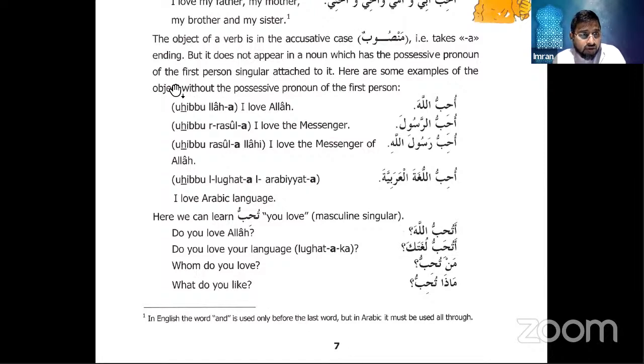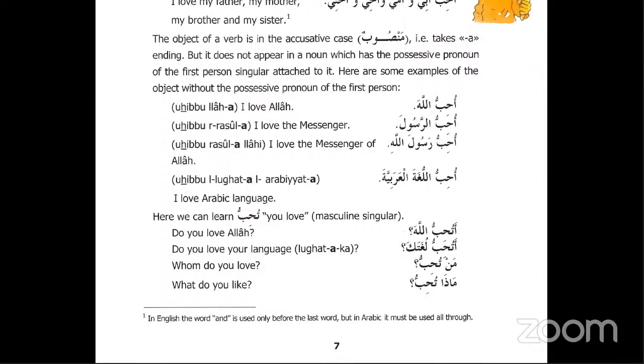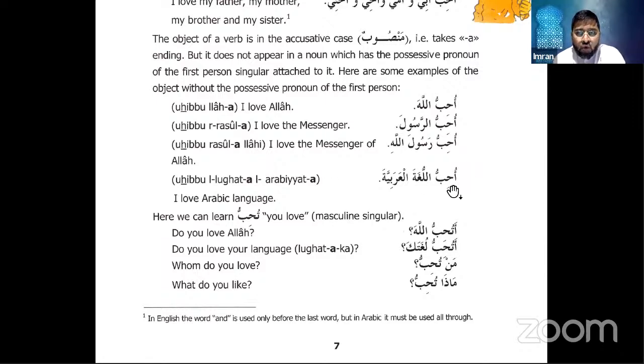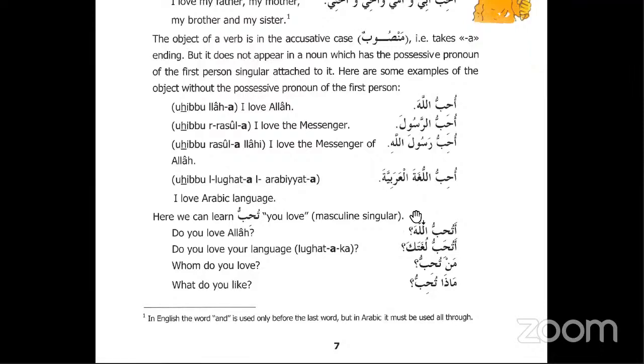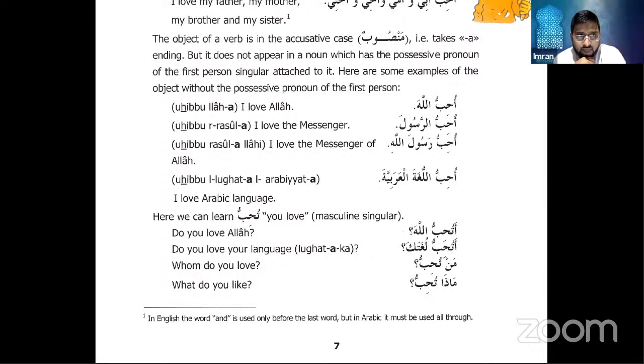Okay, that's good news. I'm going to ask the question to Sister Parveen. Now over here, Sister Parveen, it says uhibbu al-lughat al-arabiyyata. I love the Arabic language. Now the question I want to ask you, al-lughata al-arabiyyata, why does it have a fatha? I love the Arabic language. Because it is in accusative case, mansub. Correct.